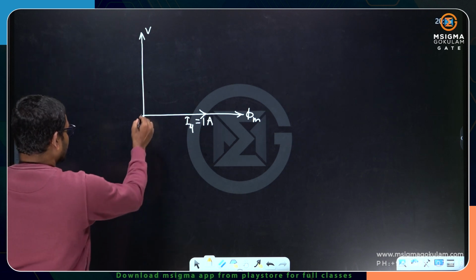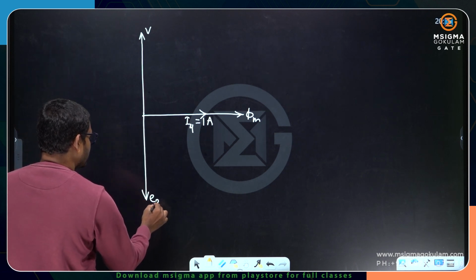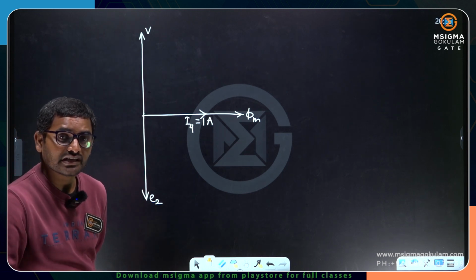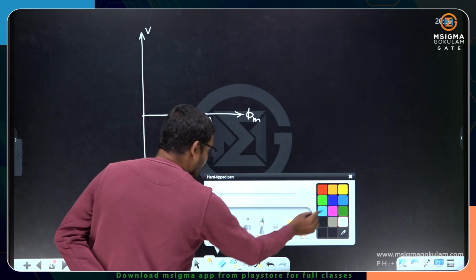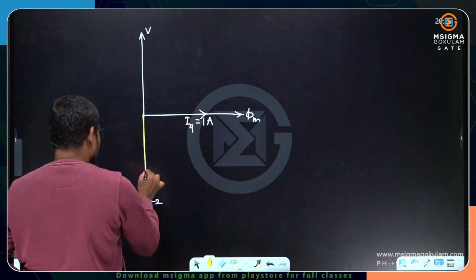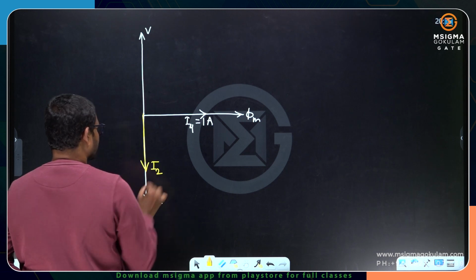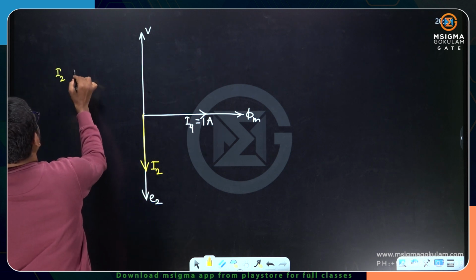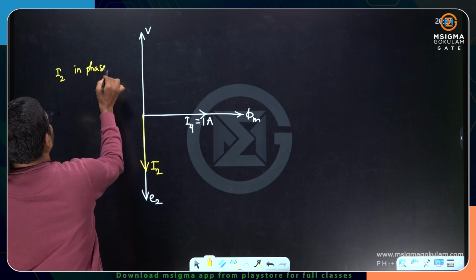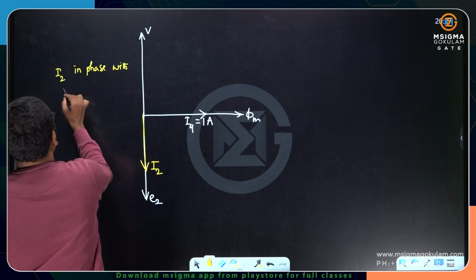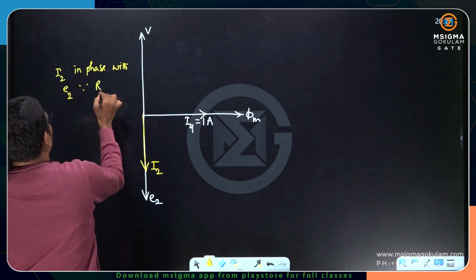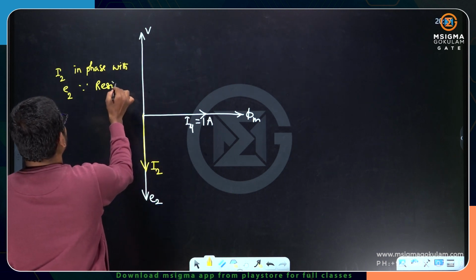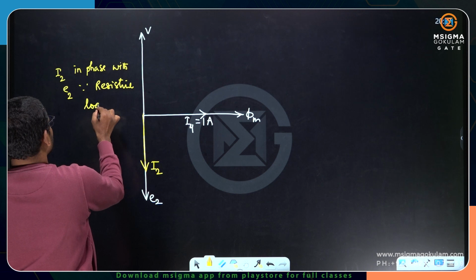Alright. Now if I take the EMF on this side, maybe E2, E2 is going to drive the current. What is the load? The load is a purely resistive load. If the load is purely resistive, the current will be in phase. I2 is in phase with V2 or in phase with E2, since it is an RL load, a resistive load. Okay, so this point you should keep in mind.